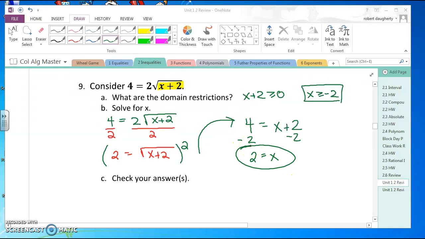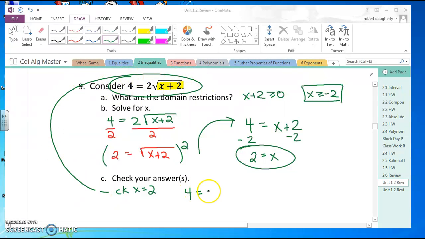Okay, that does not violate my exclusion because I'm told that x has to be greater than negative 2. That works fine. But in all of these, when you square this radical, you want to check your answer. So let's check x equals 2. Plug it into the original equation. So 4 equals 2 square root of 2 plus 2.